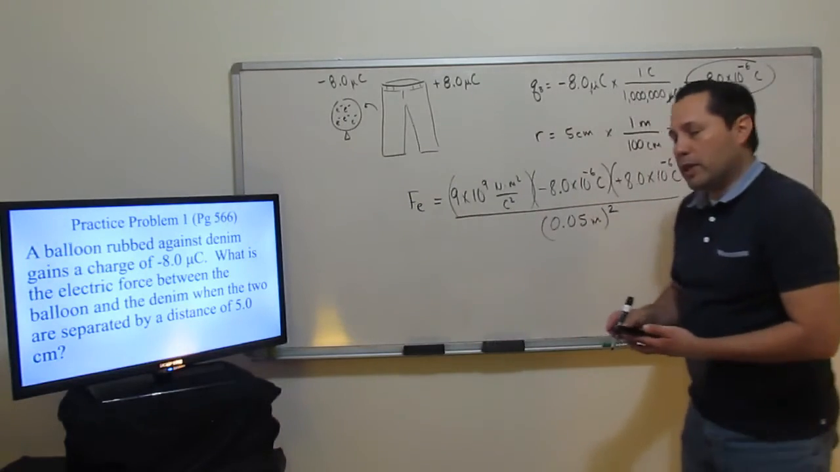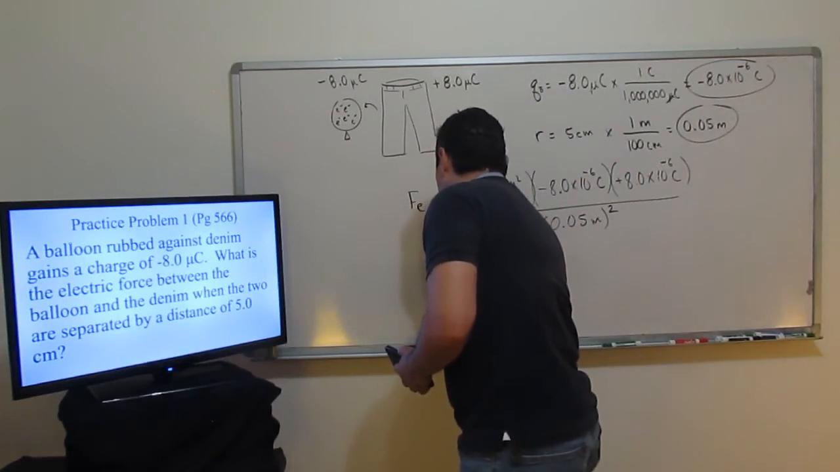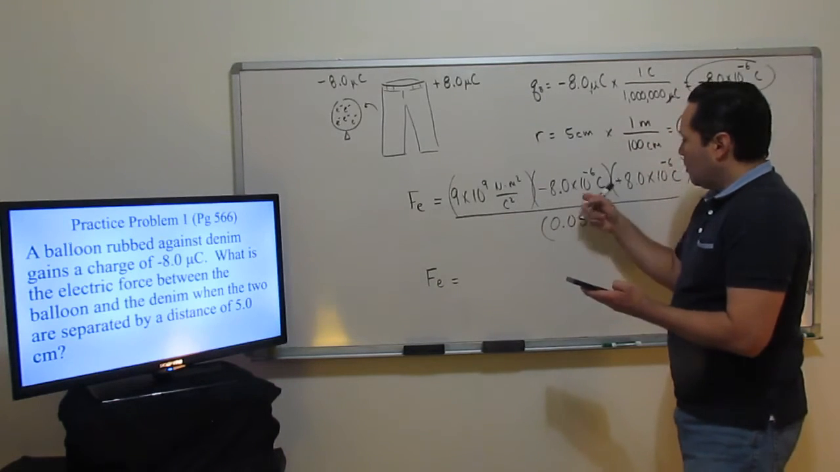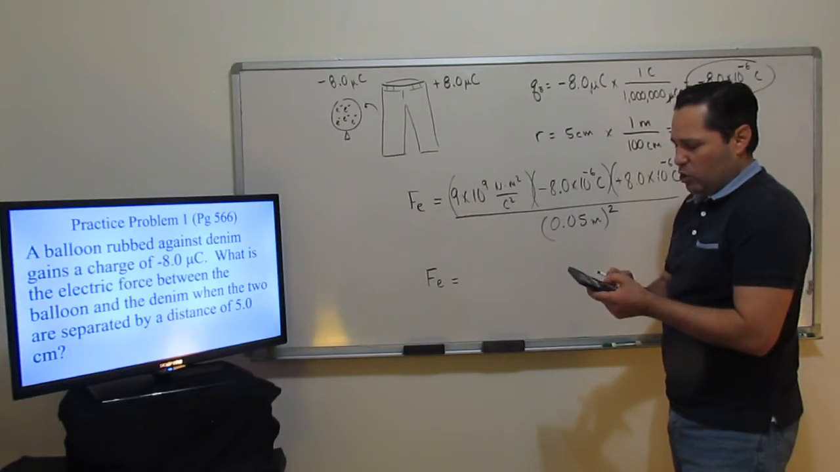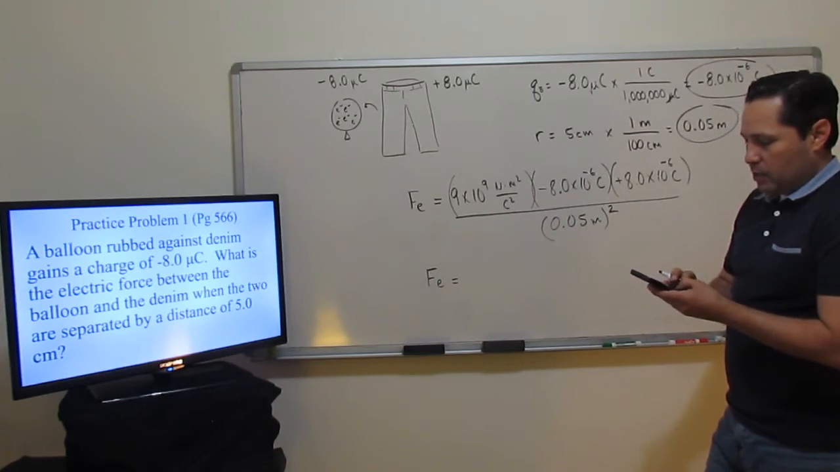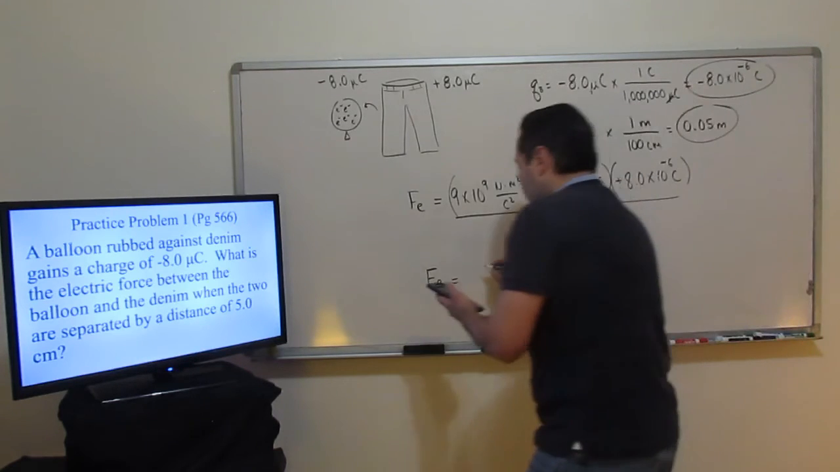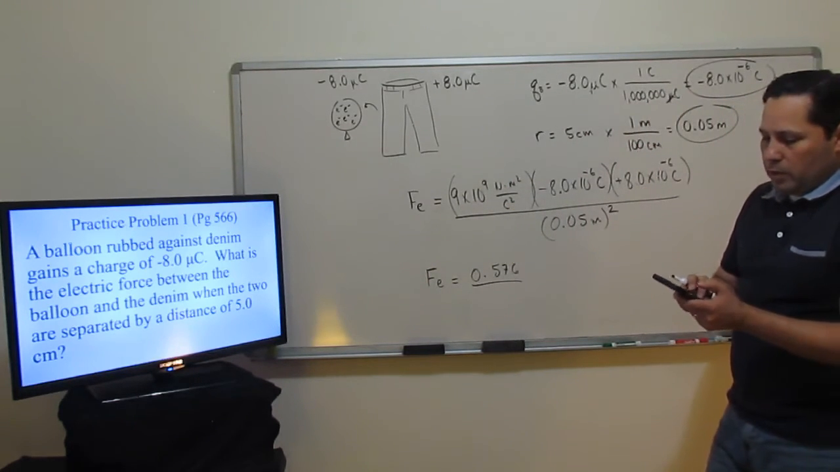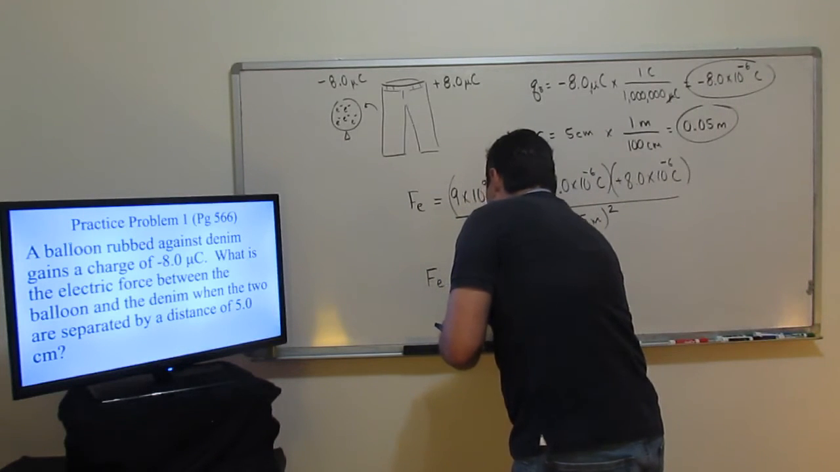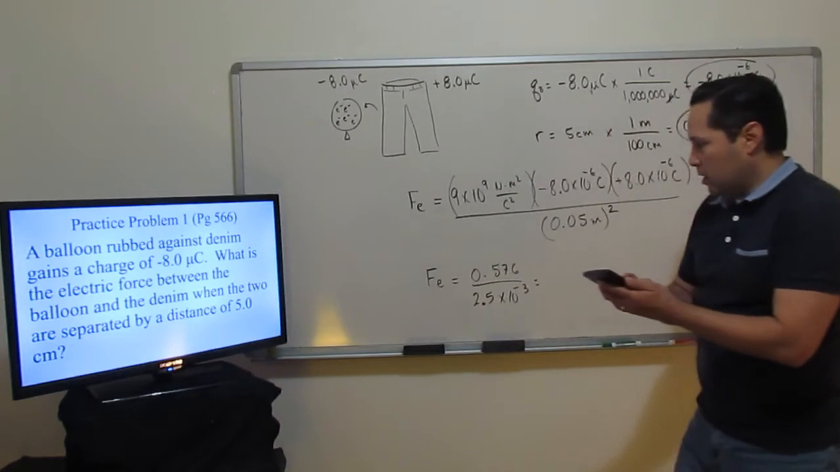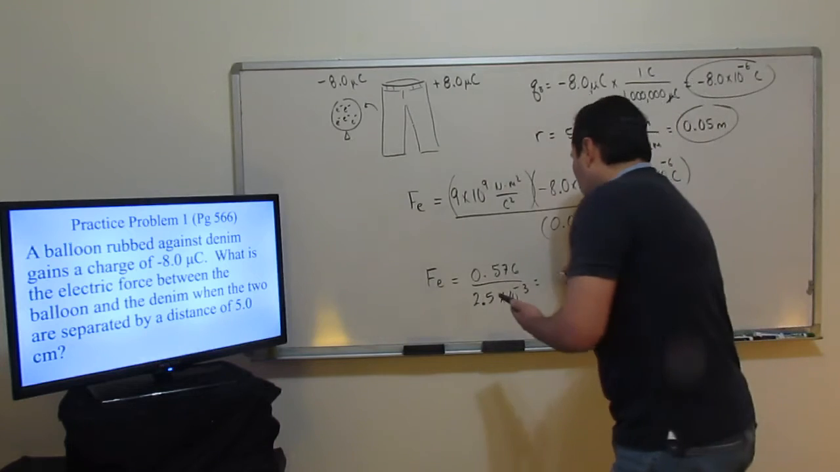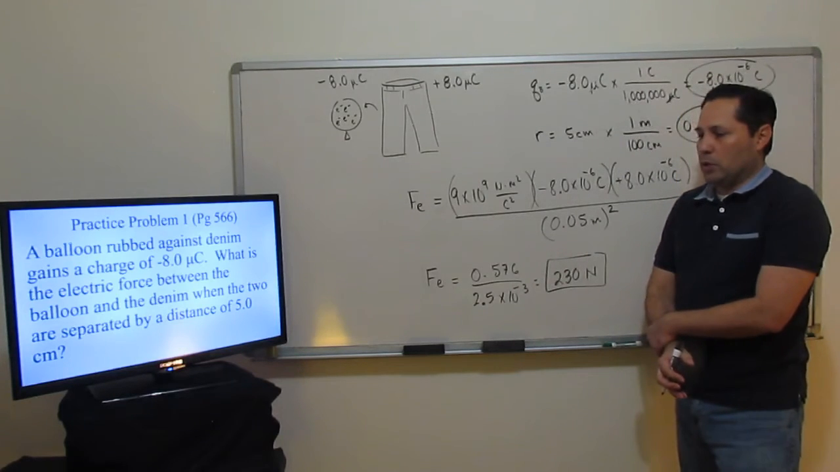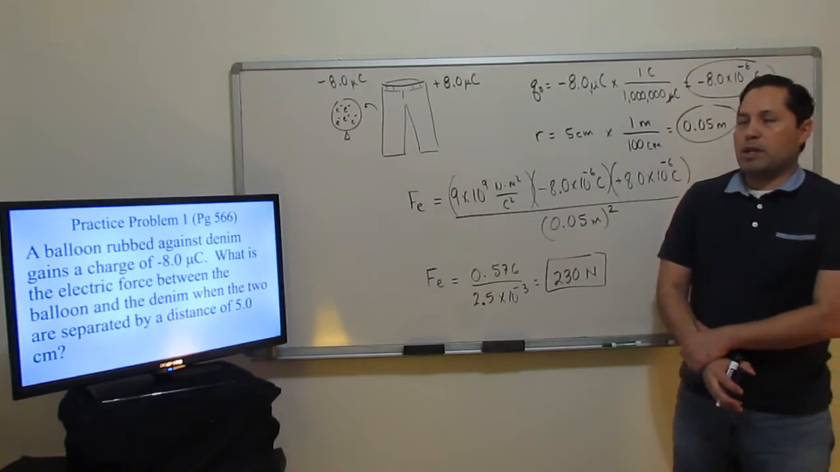Alright, so let's plug them into the calculator, see what we get. I'm going to multiply all the numbers on the top, so it's going to be 0.8 times 10 to the -6. I'm going to square it because it's the same number twice. Multiply times 9 times 10 to the +9. Goes ahead and gives me 0.576. That's our numerator. 0.05 squared gives me 2.5 times 10 to the -3. And then just divide both of those values. And I get my answer. I'm going to round it off slightly. 230 newtons. That will be the force of attraction between them. Alright, that is practice problem number 1 out of page 566.